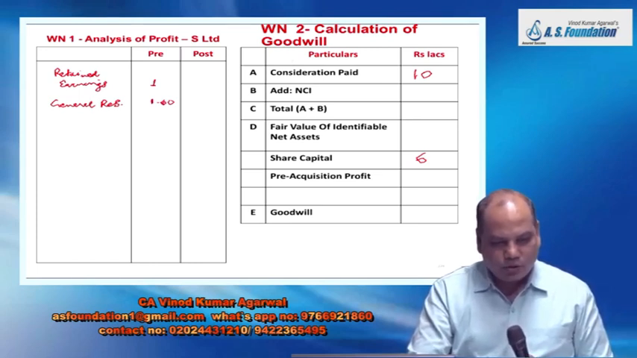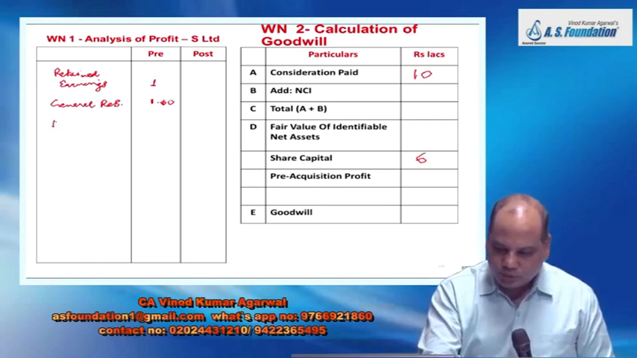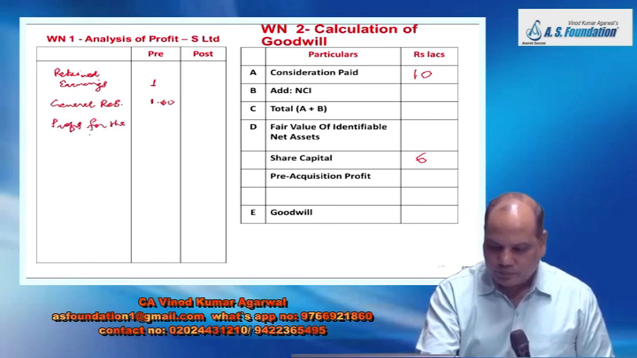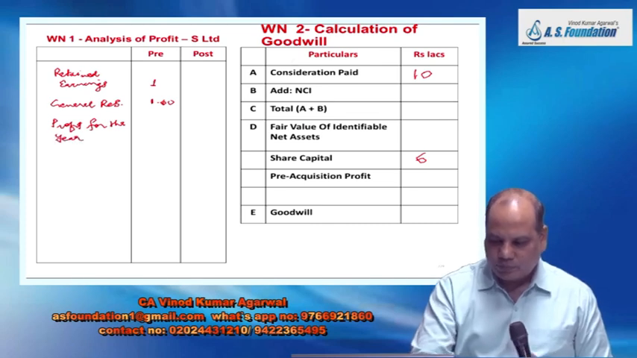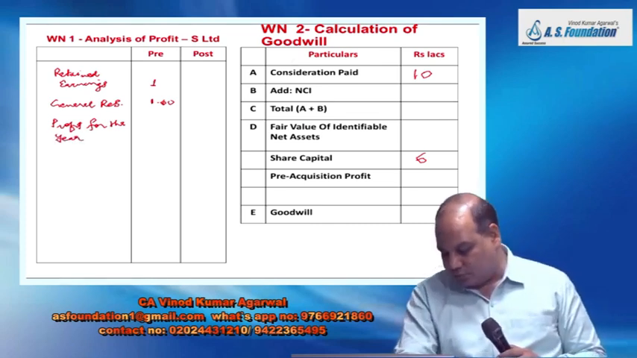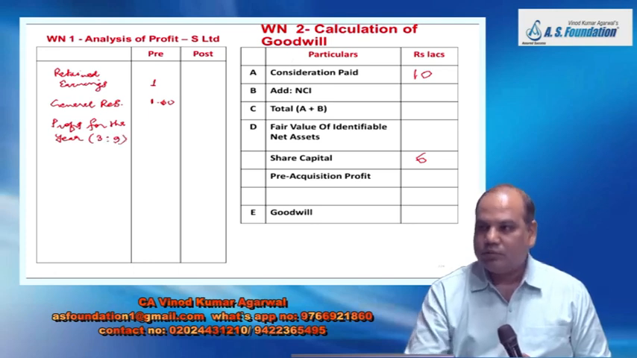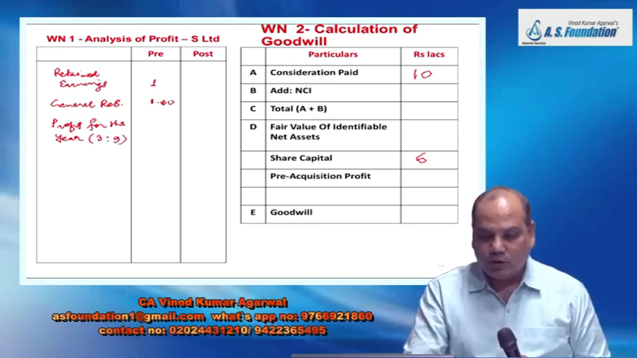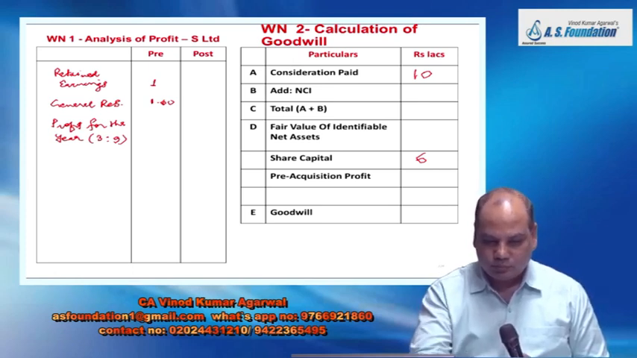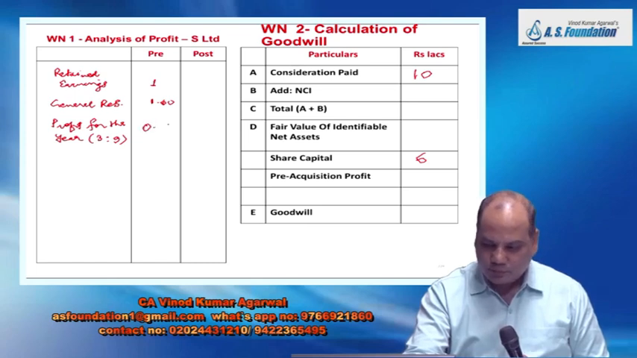And then you will find there is a total comprehensive income earned 2. Profit for the year, 2 divided in the ratio of 3:9 (pre and post acquisition). 0.5. 1.5.